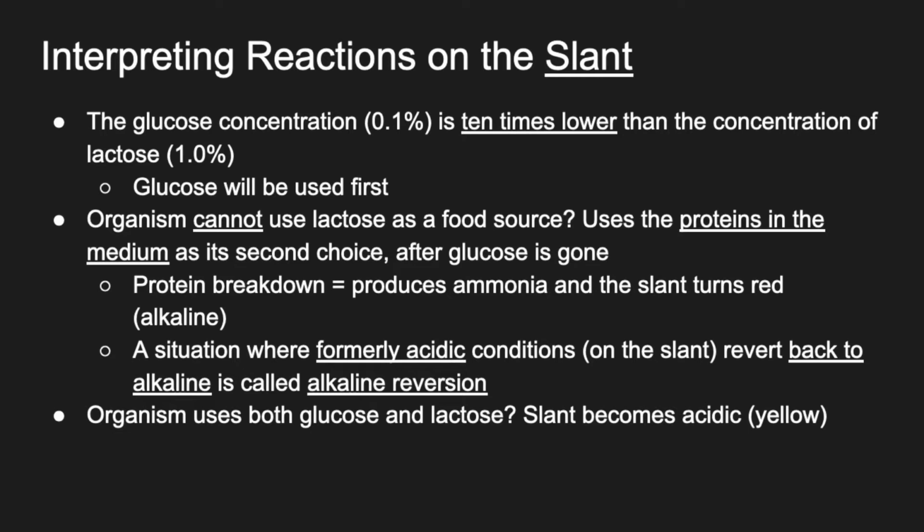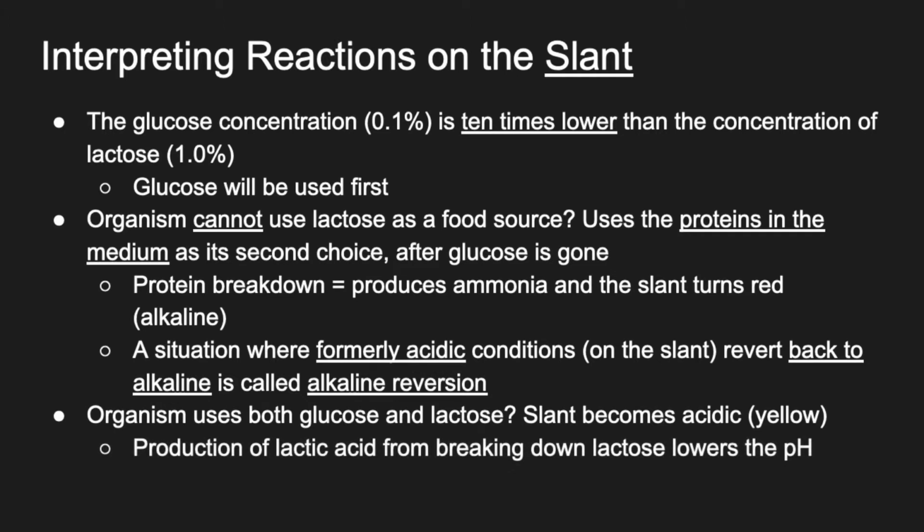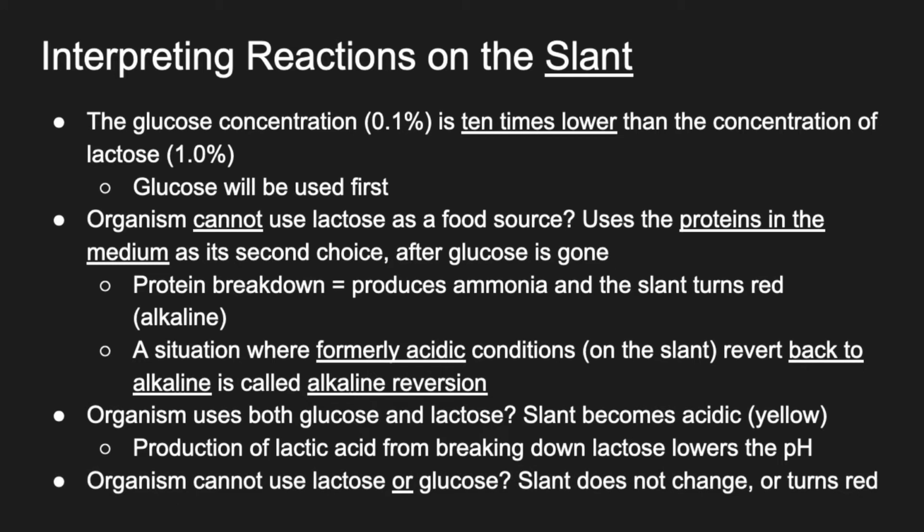That's the whole idea behind alkaline reversion. So an organism that uses both glucose and lactose, if it's able to use both of these, the slant will become yellow and slightly acidic. Breaking down lactose produces lactic acid and lowers the pH. And the pH indicator in this KIA test tells us that it becomes more acidic and it turns yellow. If the organism cannot use lactose or glucose, the slant does not change or it turns red. So it would turn red if the organism started to break down those proteins in the medium.